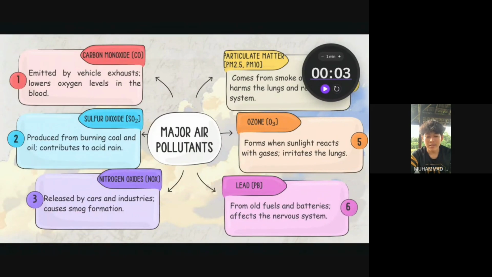The third one is nitrogen oxides, released by cars and industries, which cause smog formation. For the fourth one, particulate matter comes from smoke and dust and harms the lungs and respiratory system. Fifth one, ozone, forms when sunlight reacts with gases and irritates the lungs. The last one is lead, from oil fuel and batteries, which affects the nervous system.